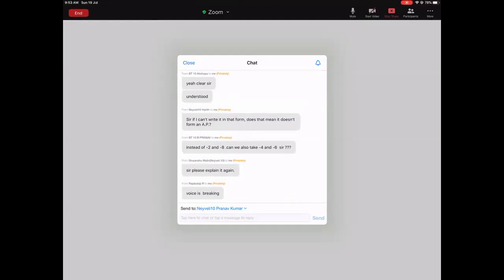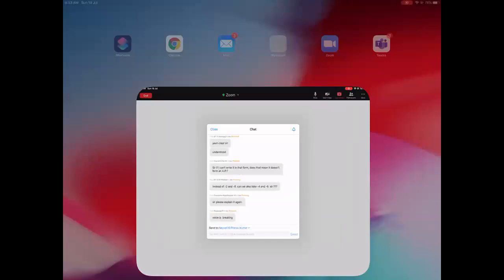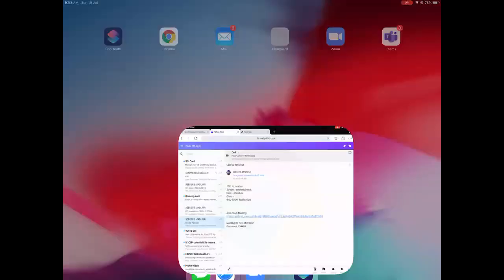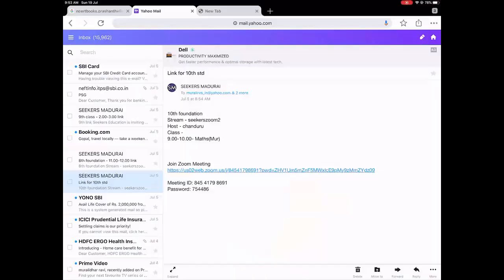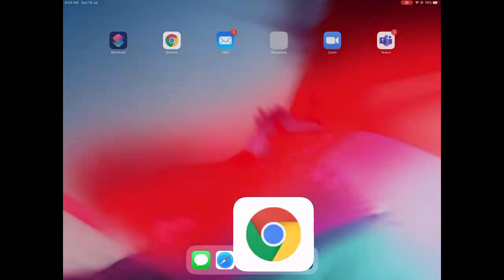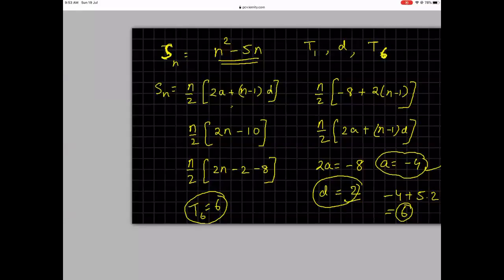Pranav, you are asking instead of minus 2 and minus 8. No, you can't take that. You want 10 minus 1? No. See, you can't do it in minus 2, because I want the n minus 1 format. So I'll take 2 common, only then I can get it. See, I want to write it as minus 2 into n minus 1. So I wrote it as minus 2 so that I can write it in the n minus 1 format.